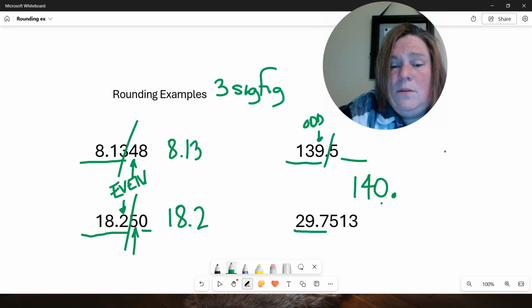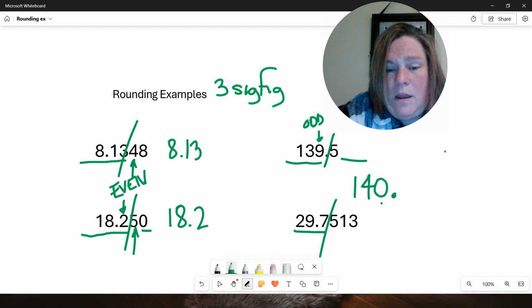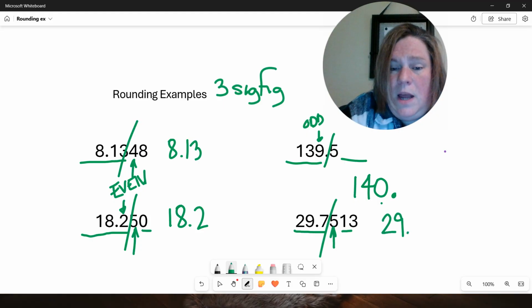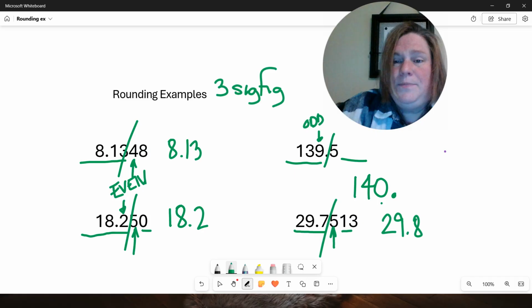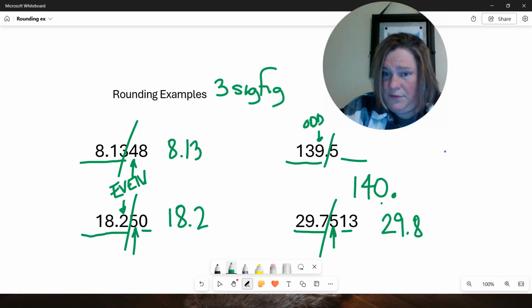The last one, we're going to keep 29.7. We're going to drop 513, 5, followed by a number between 1 and 9. It's just like math class, and this is going to be 29.8. So let's apply sig figs and rounding to actual math problems that we're going to see in chemistry.